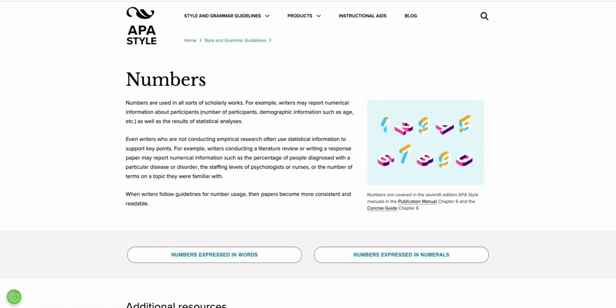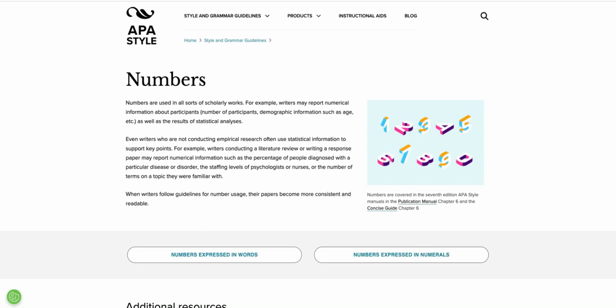So when dealing with numbers, there are times when we write that number as a word, and there are times when we write that number as a numeral. And in scholarly writing, you're always going to encounter many numbers, whether you are conducting a study and talking about the participants, or talking about demographic information such as their ages.